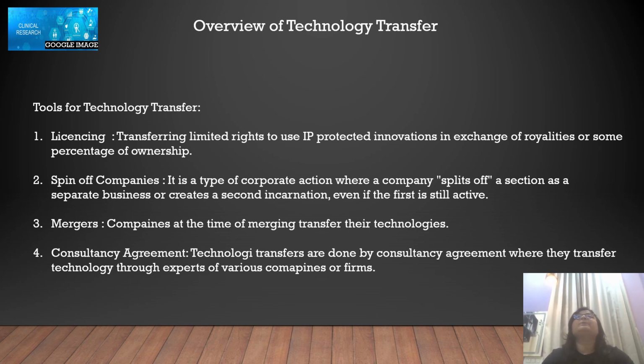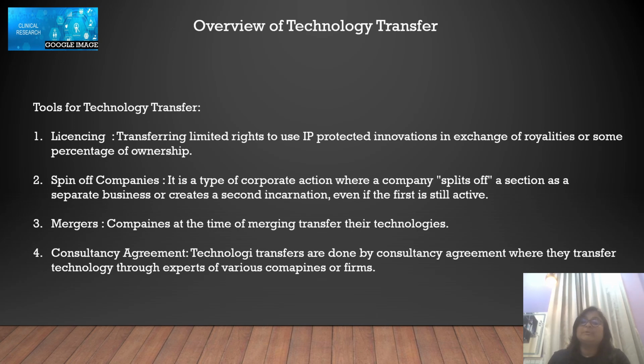Like, see, if company A has invented something and has patents over it, and now company B wants to use that invention, in that case what will happen? Company A will give a license to them. Licensing is also of different types. In some licenses they give limited rights; in an exclusive license, they give all the rights. So by way of licensing, they are transferring rights to IP protected innovation. Company A is transferring to company B.